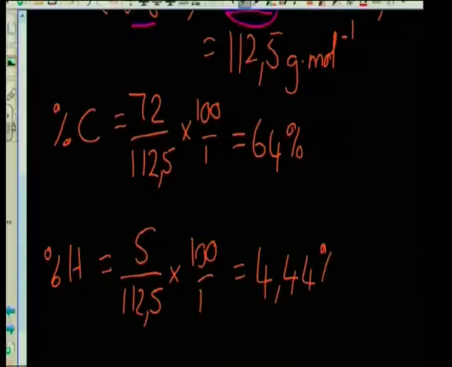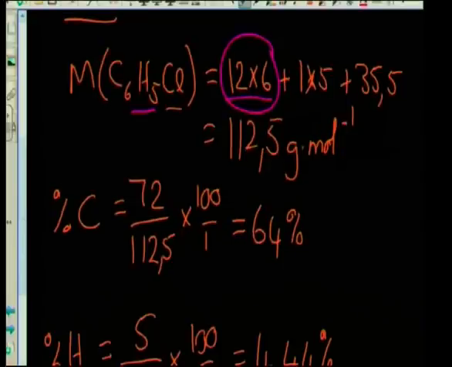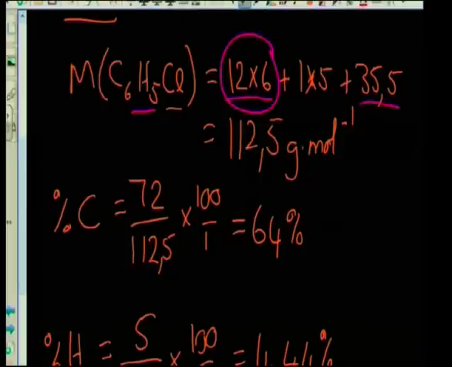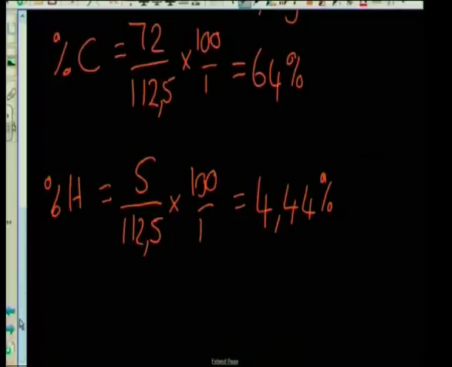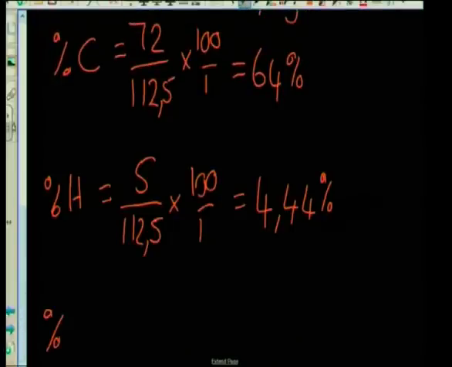4,44%. And the last contributor is the chlorine. So we want to get the total here. We're going to take how many chlorine molecules did we have? Well, we had 1 chlorine atom, only 1 chlorine atom in the molecule. So let's work the percentage out.